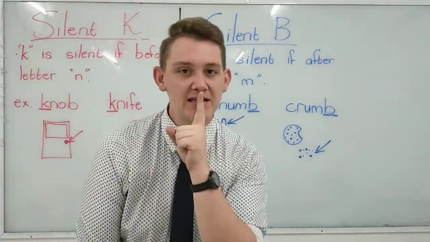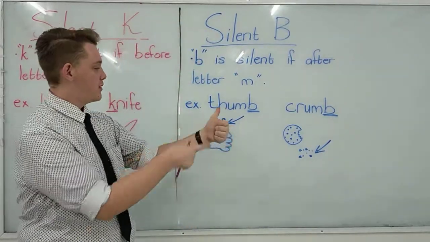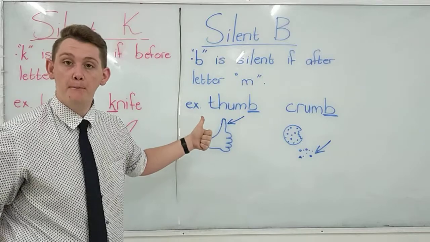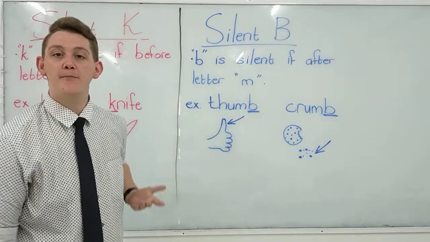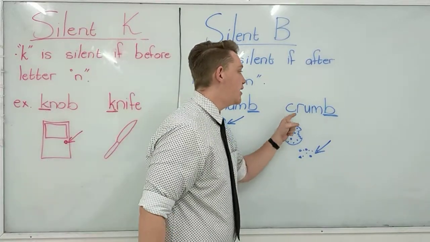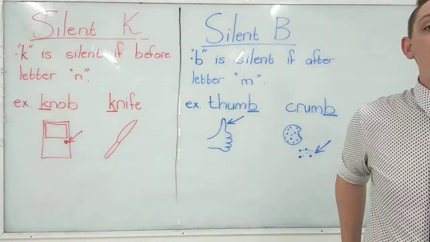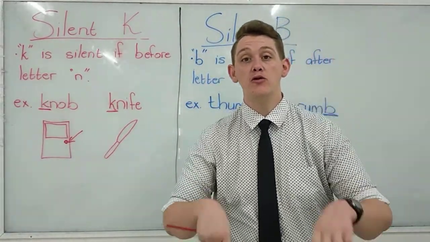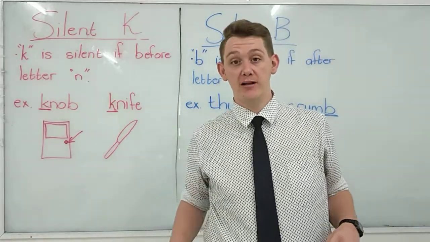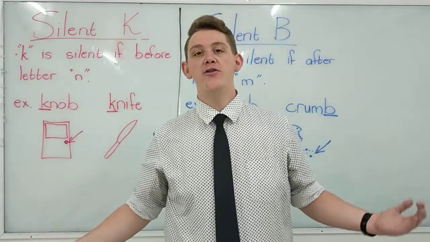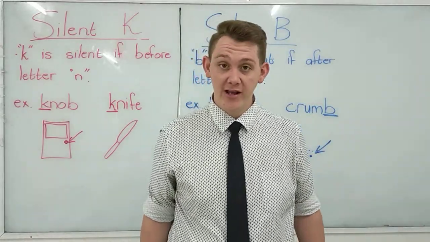So it's silent, like thumb. What finger is this? Thumb. You don't hear the B. The cookie, crumb. Alright. So I need you to go practice those rules as well as these vocabulary words. But the rules are very important. If you don't know it, you're not going to be able to do your activity today.